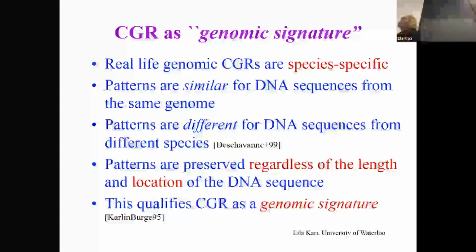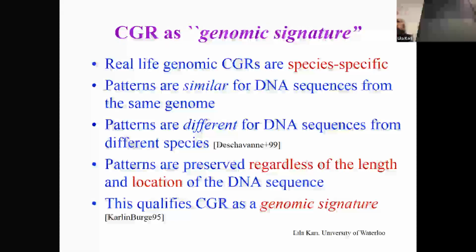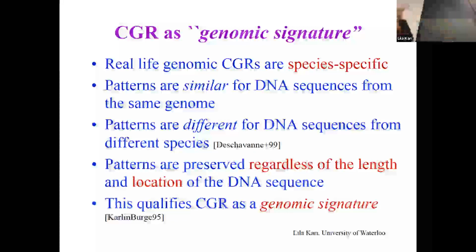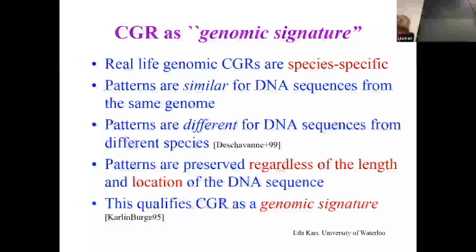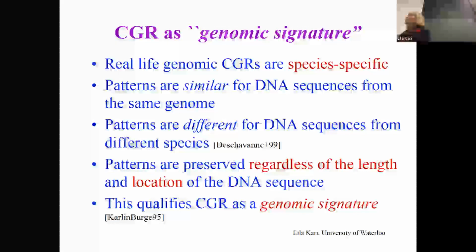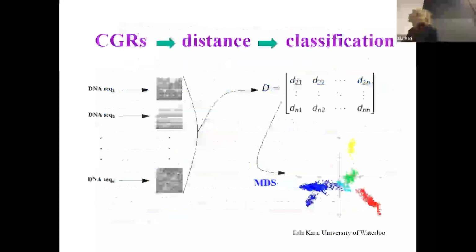These patterns are also preserved regardless of the length and location of the sequence. This means that if you have a very short sequence, you are going to have a very faint pattern. If you have a long one, it's going to be much darker, but the patterns are going to be the same. So it's a little bit like a watermark that can characterize the genome. These properties qualify the CGR, chaos game representation of a genome, as a genomic signature. So we can use that to classify new genomes and try to figure out what they are, if they are novel ones.